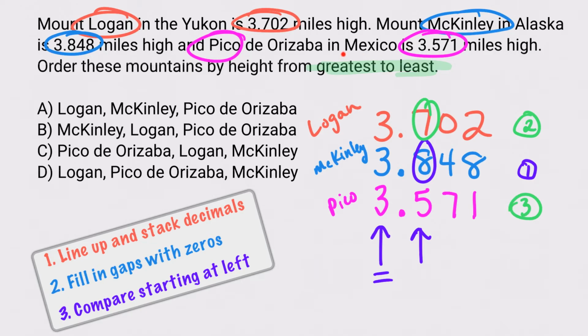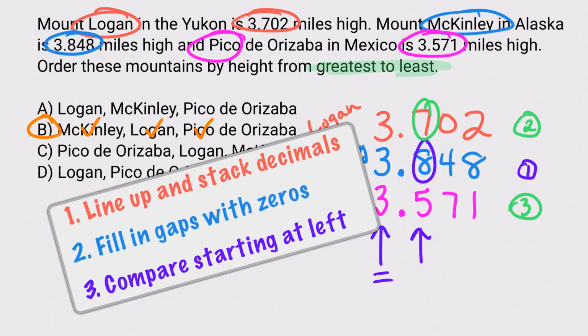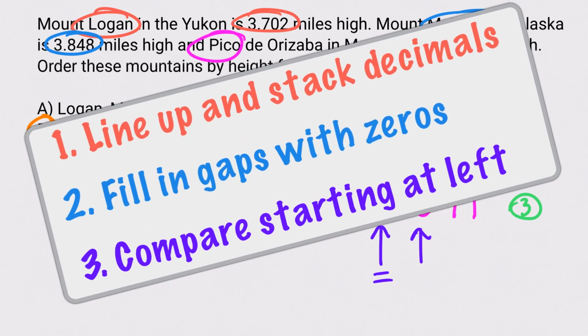Now I'm going to go back and double check about what I was looking for. I'm looking for the greatest first. Well, that was this one right here. That's McKinley. McKinley needs to be first. And here it is first on B. That's correct. Second was Logan. There it is second on B. And third was Pico. And there it is. So B is our answer. So even though we had more than 2 numbers, our rules still worked.